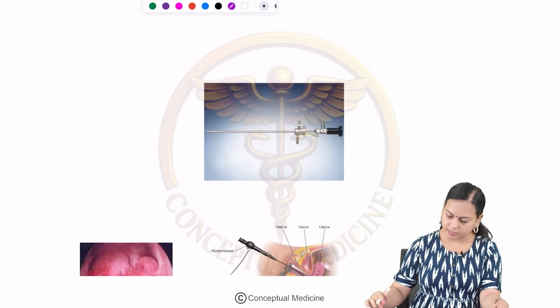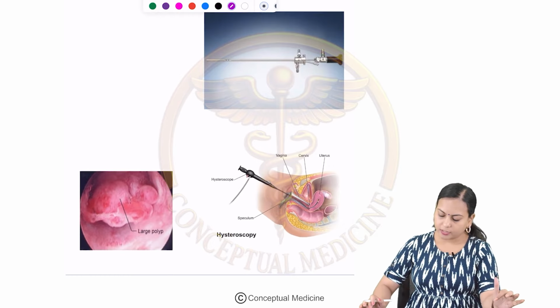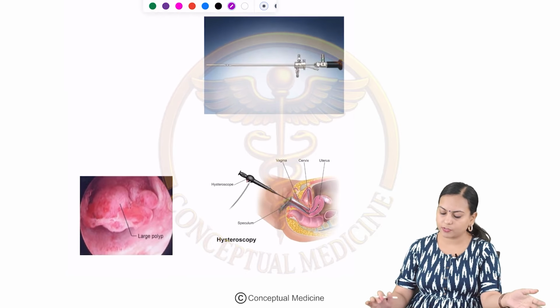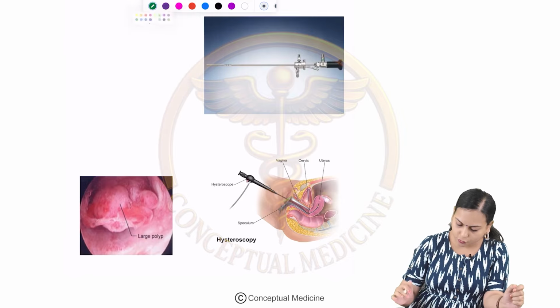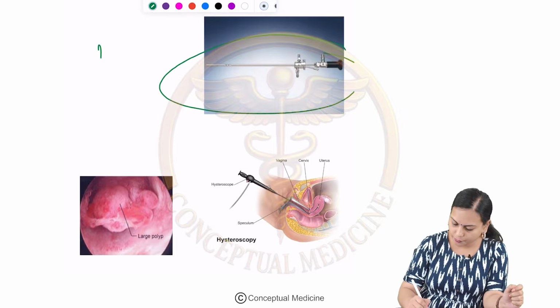Right. Next one is, tell me what these instruments are. Next, what procedure are we going to discuss? Yes, it is going to be a hysteroscopy. So this is a hysteroscope.